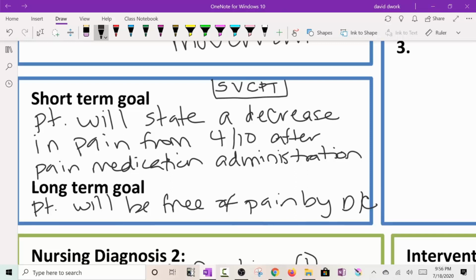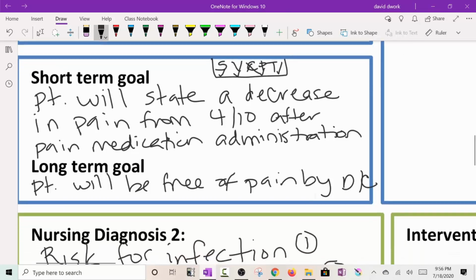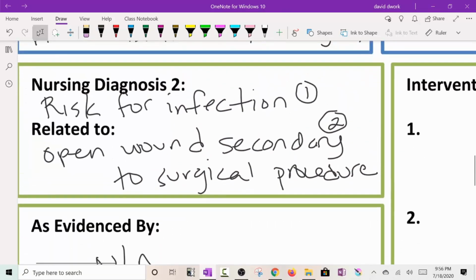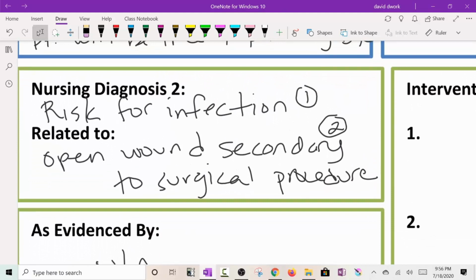Okay, so we just wrote short-term goals for that one. Let's make sure we have everything. Did we have a subject? Yep, we had our patient. Did we have a verb? We had state. Did we have a condition? We don't have a condition for this one. Like I said, we don't always need a condition. Do we have a performance criteria? Yep, we're going to reduce our pain to 4 to 10. Do we have a time frame? We said after administration, or for this one we said by discharge. So each of them has all of the things that we have up here. I like to make sure I have all of the components, and I think that's a good practice for you guys. Let's go to our risk for infection.